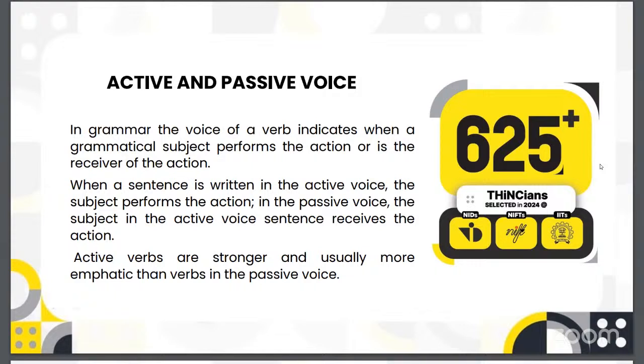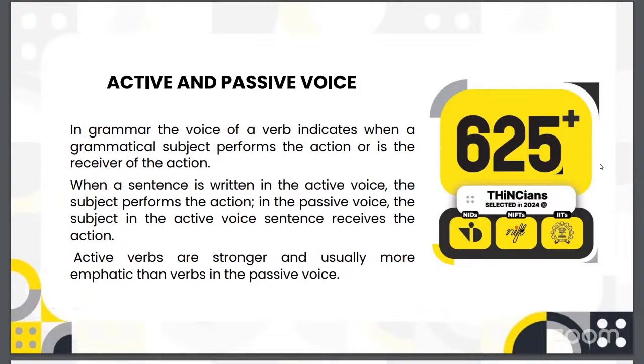So in mostly all sentences, if the verb is transitive, there will be an object and a subject. If the subject is very much important for the sentence, then we write it in the active voice. And if the subject or the doer is not very much important, then we use the passive voice. So that is what active voice and passive voice is about.